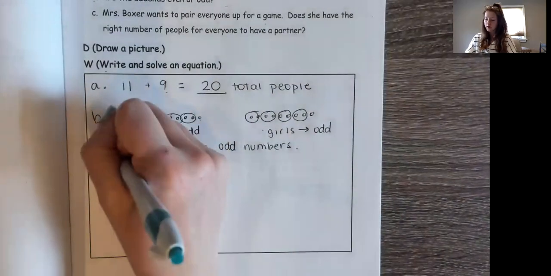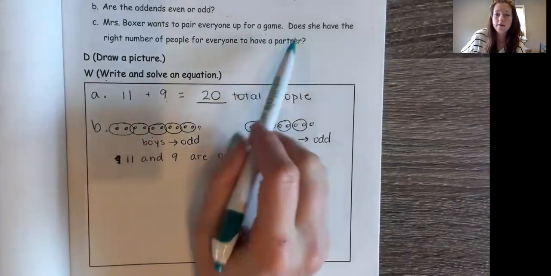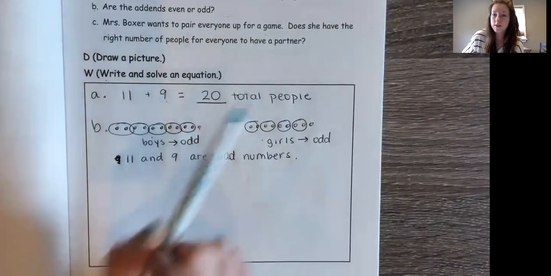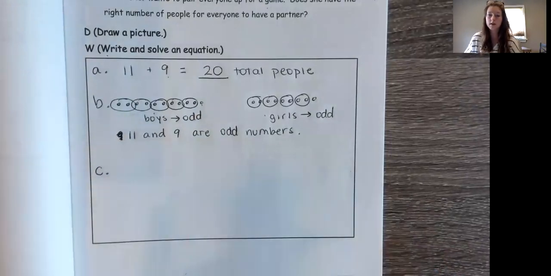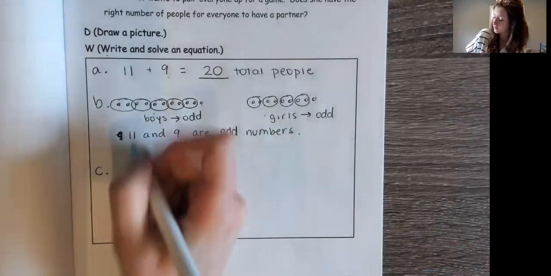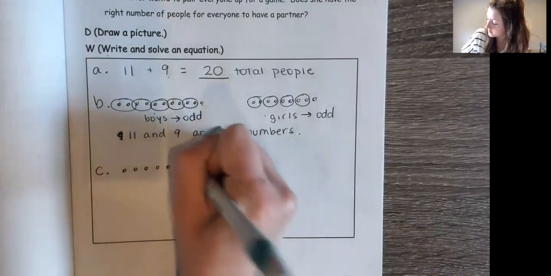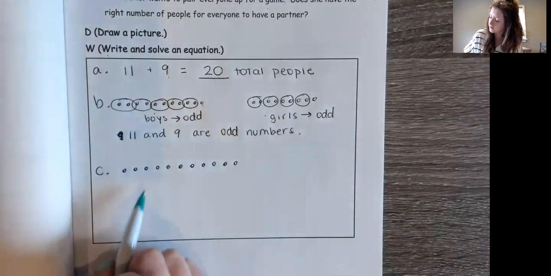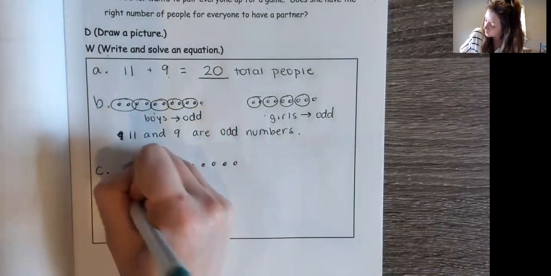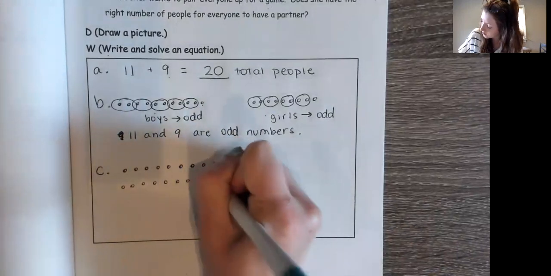Okay, so now I've done part A and part B, but now part C is asking me to figure out if there's a right number of people for everyone to have a partner, right? So what I can do is take my boys and my girls and draw all of them to figure out if there's enough for each of them to have a partner. So I have my 1, 2, 3, 4, 5, 6, 7, 8, 9, 10, 11 boys and 9 girls. 1, 2, 3, 4, 5, 6, 7, 8, 9.